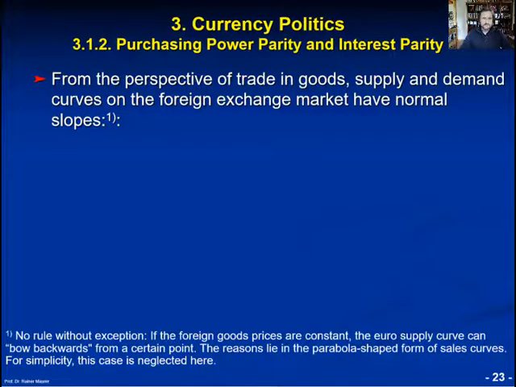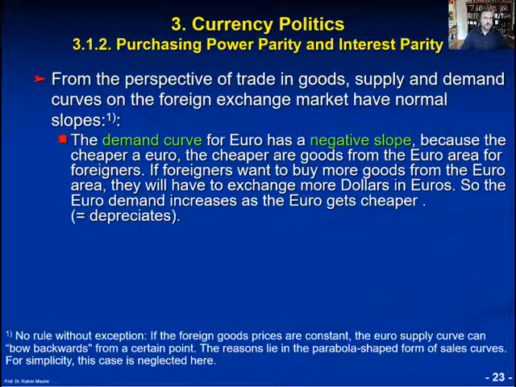Let's finally transfer our results about the impact of goods prices on the exchange rate on a diagram of the foreign exchange market. The demand curve for euro has a negative slope because the cheaper the euro, the cheaper are goods from the euro area for foreigners. If foreigners want to buy more goods from the euro area, they will have to exchange dollars and euro. So the euro demand increases as the euro gets cheaper.